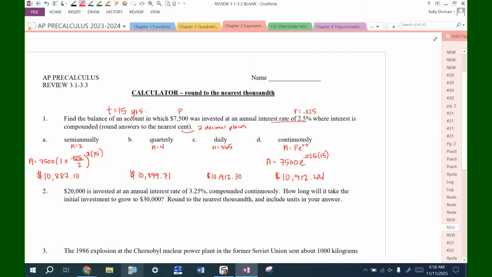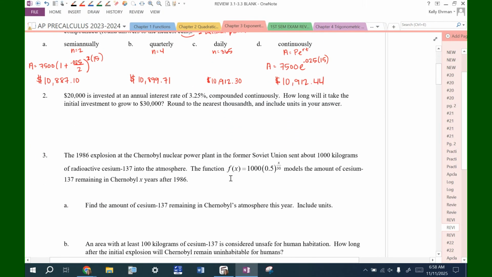All right, for the next one, this says $20,000 is invested at an annual interest rate of 3.25%, compounded continuously. How long will it take the investment to grow to $30,000? Round to the nearest thousandth and include units in your answer. So let's set up this equation. So we have an account balance this time of 30,000. This is continuous compounding, so that's the original 20,000 times e to the RT. So R is 0.0325, and we don't know T.